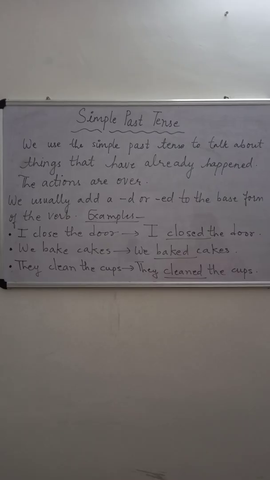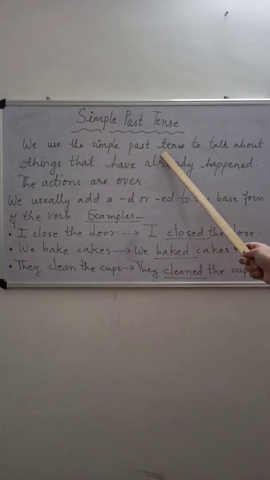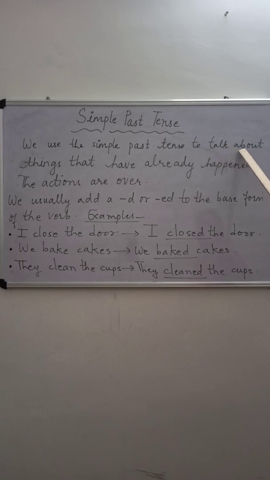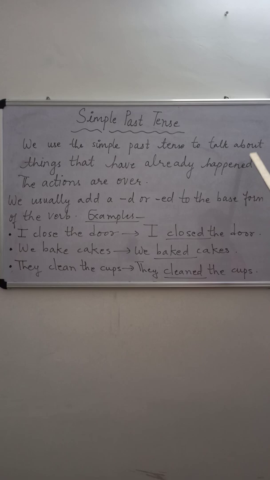Now I am going to teach you about simple past tense. Now what is simple past tense? We use the simple past tense to talk about the things that have already happened. So in the present tense we talk about the things that are happening now, and in the past tense we talk about the things that have already happened. So the actions are over in the simple past tense.